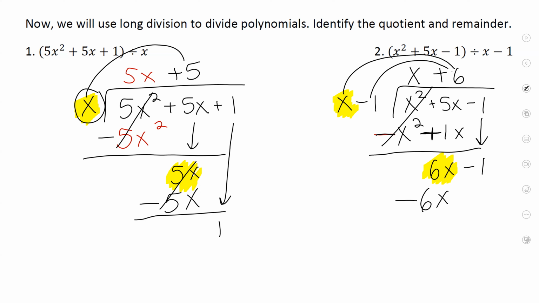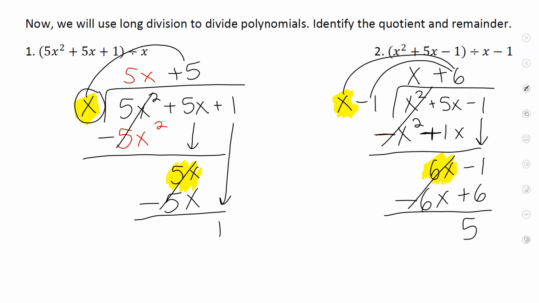-1 times 6 is -6. Change the sign. Okay, what's 6x minus 6x? 0, that cancels. What's -1 plus 6? 5.